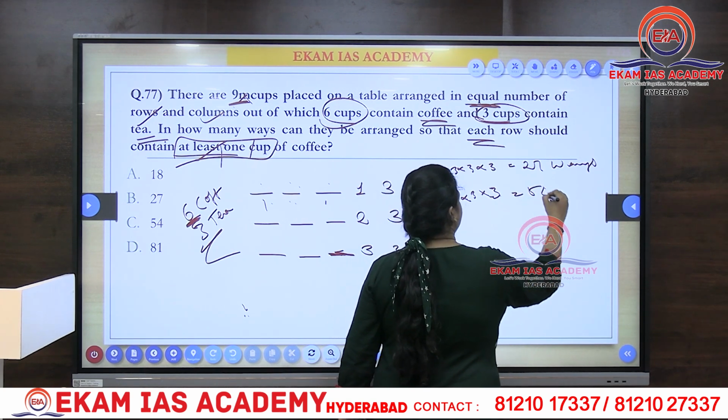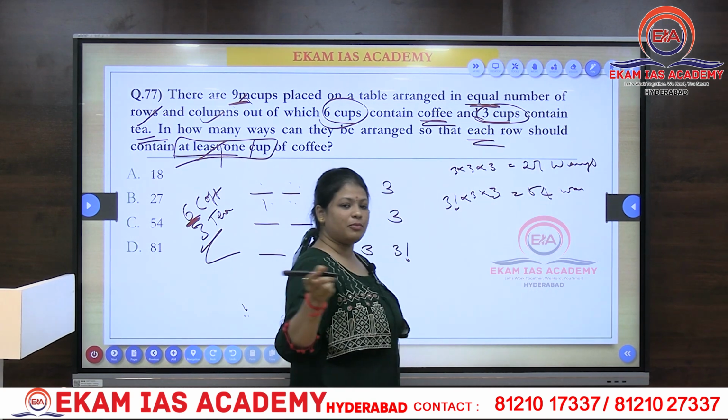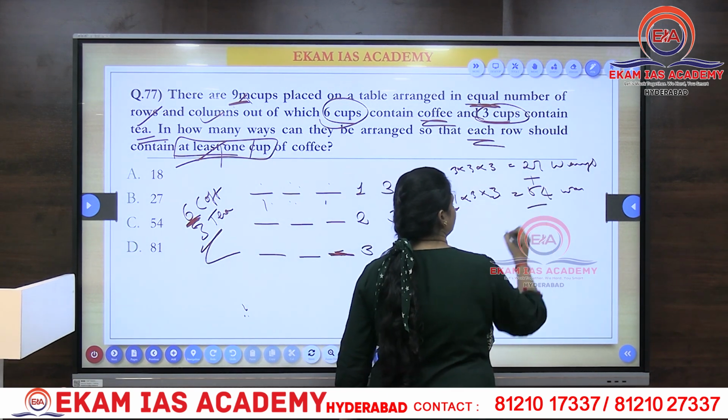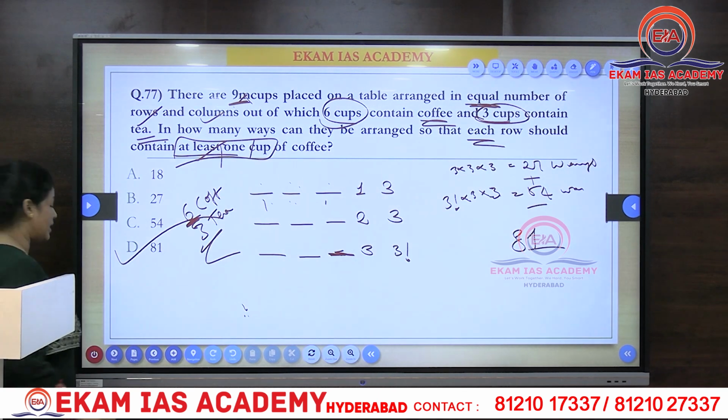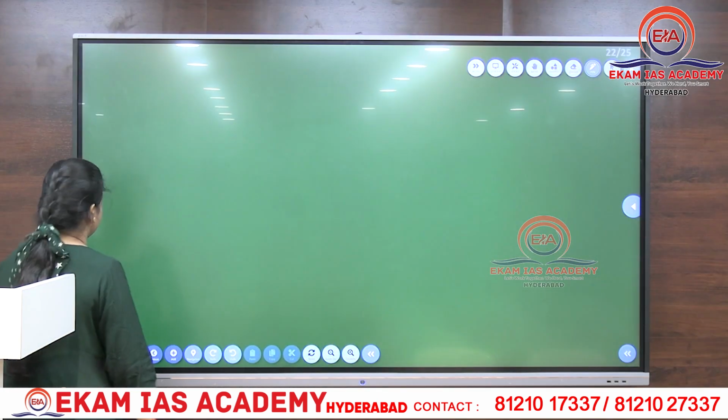That would be 54 ways. So total number of ways is 27 plus 54, 81 ways. Option D is the required answer. Moving on to the next question.